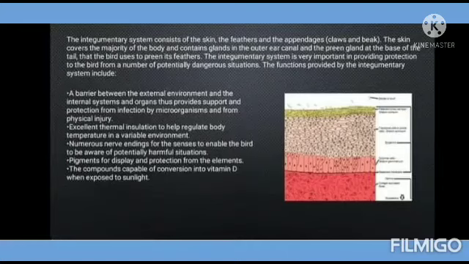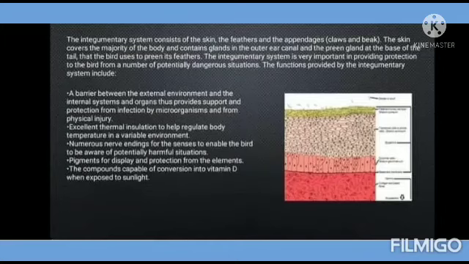Integumentary system. The integumentary system consists of the skin, the feathers, and the epidermis, claws, and beak. The skin covers the majority of the body and contains glands in the outer ear canal and the preen gland at the base of the tail that the bird uses to preen its feathers. The integumentary system is very important, providing protection to the bird from a number of potentially dangerous situations.